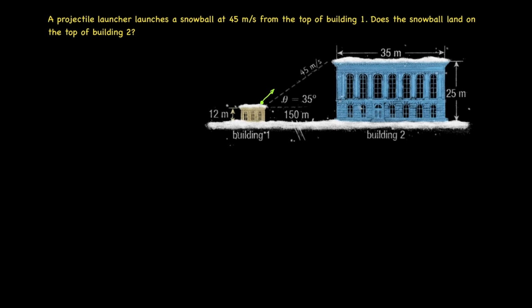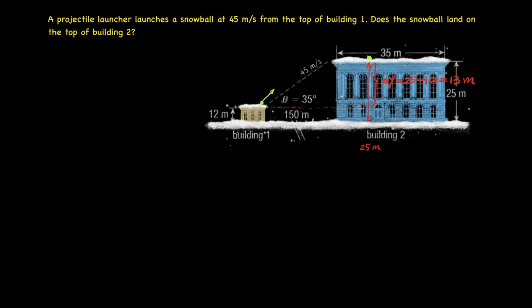Before we dive into the formulas, let's think about our strategy. You might be wondering, how do I know where the snowball lands if I don't know the horizontal distance yet? Well, you're right, we don't know the horizontal distance, but we do know one thing for sure. If it lands on that roof, its vertical height must be 25 meters from the ground, which is the height of the second building. Since it was launched from a building that is 12 meters high, we can see the required vertical displacement, or delta y, is 25 meters minus 12 meters, which is 30 meters.